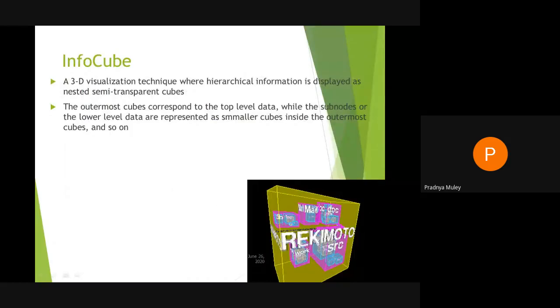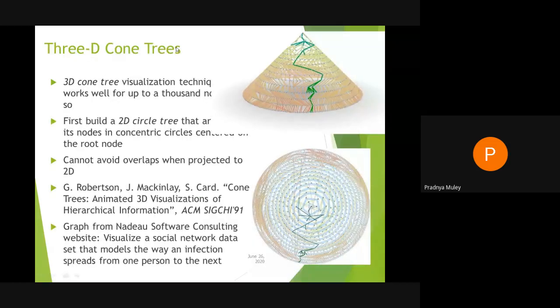This is an info cube, a 3D visualization technique where hierarchical information is displayed as nested semi-transparent cubes. The outermost cubes correspond to the top level of data, while the subnodes or the lower level data are represented as smaller cubes inside the outermost cubes and so on. So these are the outermost cubes and then the levels of the cubes. So this is an info cube. Then 3D cone trees.